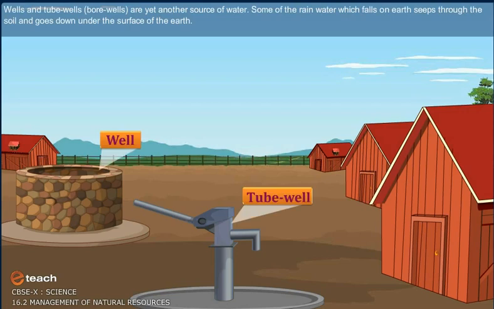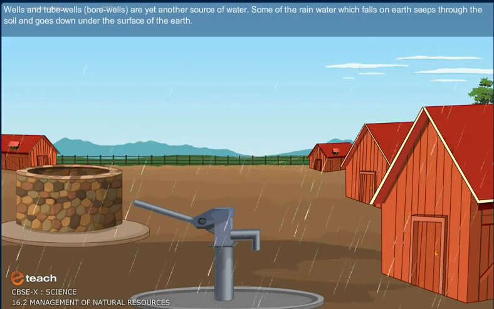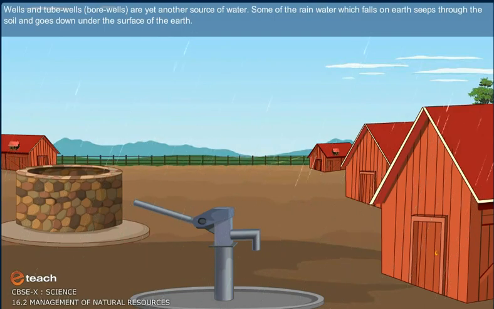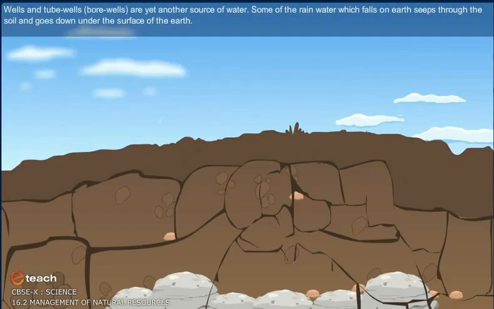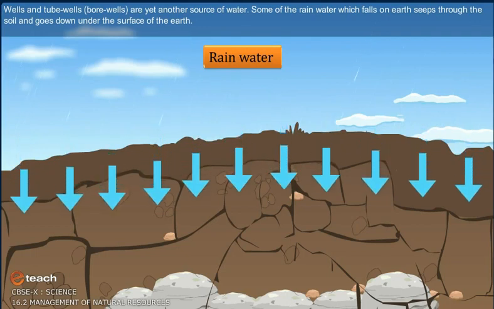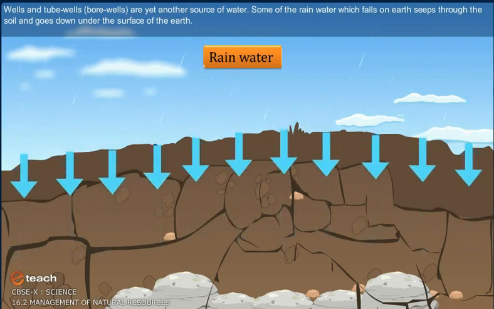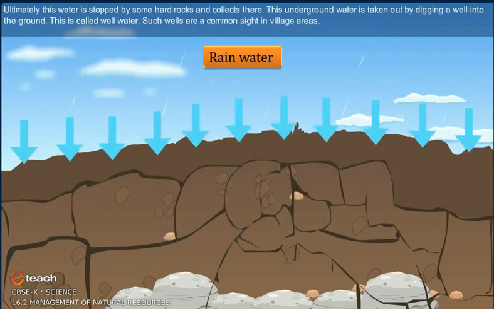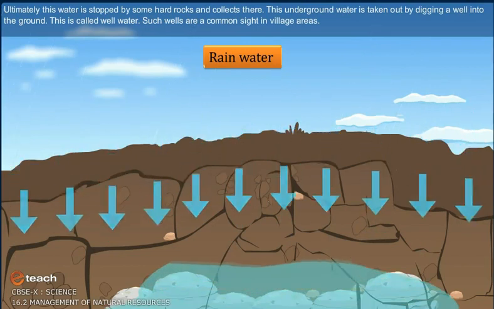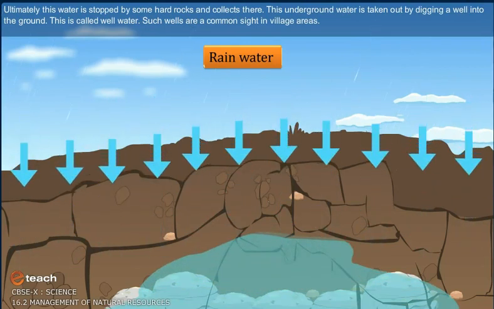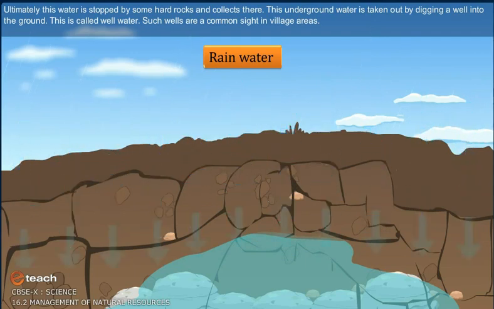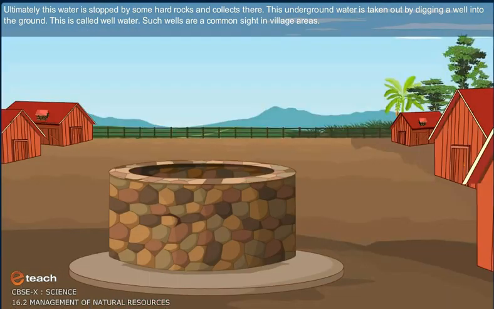Wells and tube wells, that is bore wells, are yet another source of water. Some of the rainwater which falls on earth seeps through the soil and goes down under the surface of the earth. Ultimately, this water is stopped by some hard rocks and collects there. This underground water is taken out by digging a well into the ground. This is called well water. Such wells are a common sight in village areas.